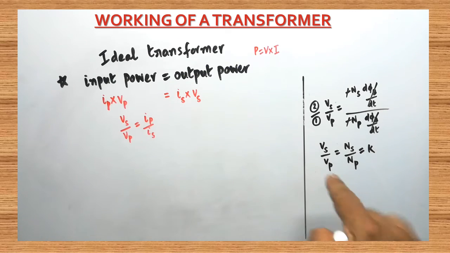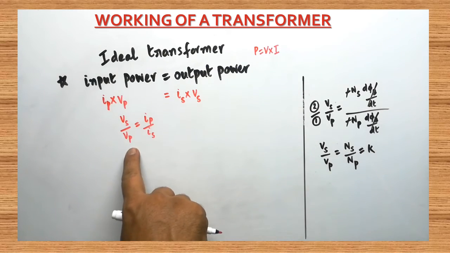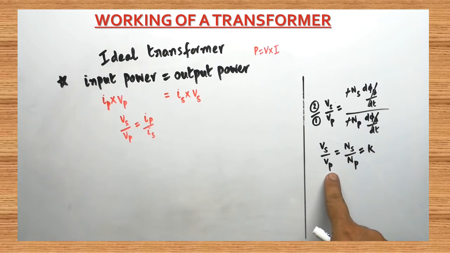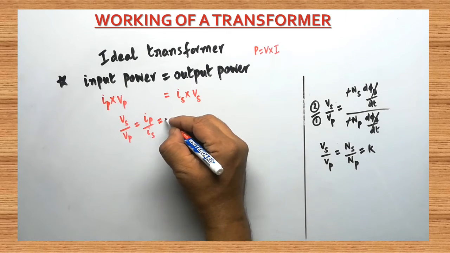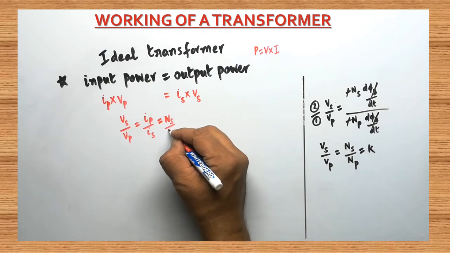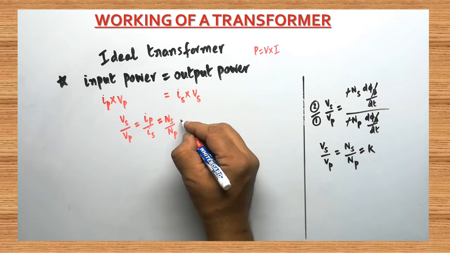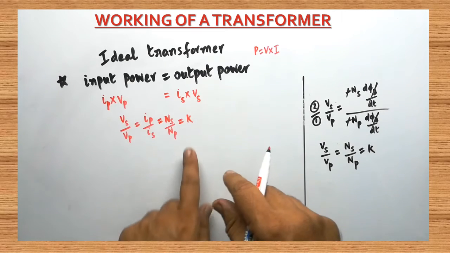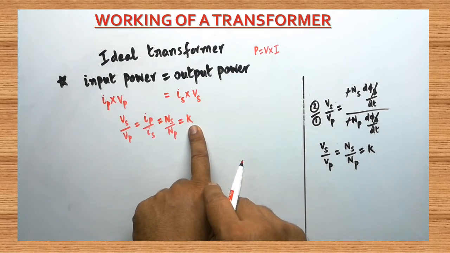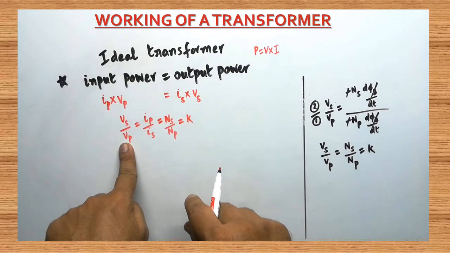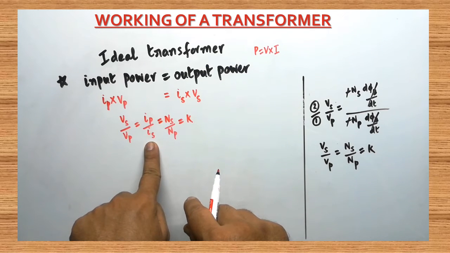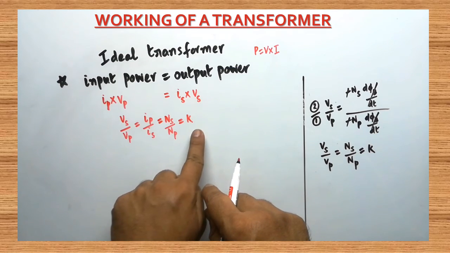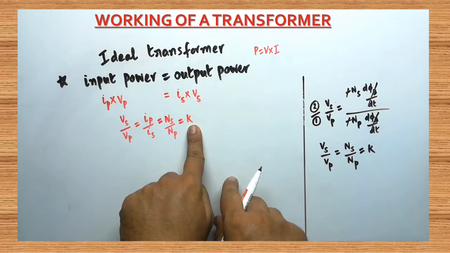Already we have known that. Look at the equation. Vs divided by Vp will be equal to which one? Ip divided by Is. From this expression, we can write it as Ns divided by Np. Are you clear? So this one will be equal to the voltage transformation ratio. To calculate the voltage transformation ratio, you can use Vs by Vp, or Ip by Is, or Ns divided by Np. Any one of the equations can be used to find the voltage transformation ratio.